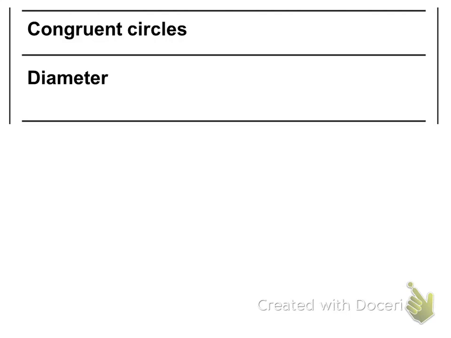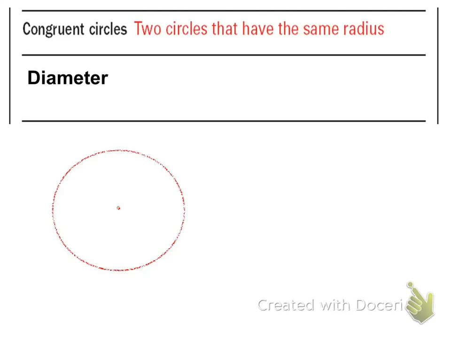Congruent circles. Congruent means the same thing that it has meant all year long. What does it mean to be congruent, Tiana? To have the same measure. Okay. Well, we measure circles by their radii. Radii is plural for radius. So congruent circles would be two circles that have the same radius.